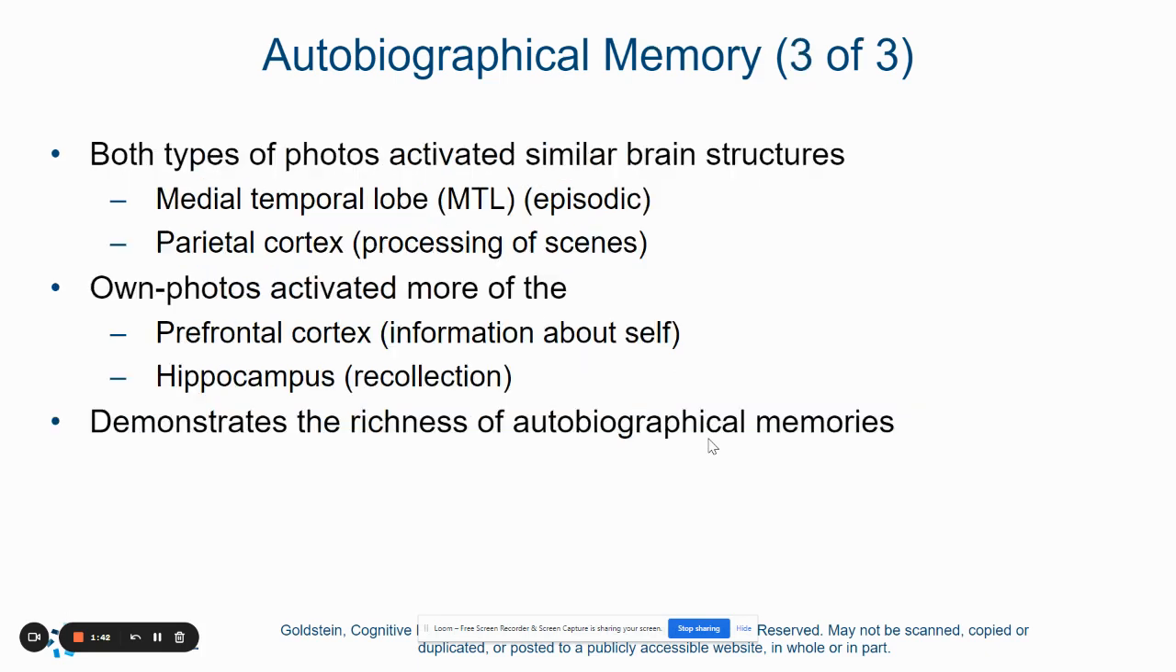to study how autobiographical memory works. So, in both types of the photos, they noticed that similar areas of the brain were activated, such as the medial temporal lobe and the parietal lobe. And then when they were looking at their own photos, it was more activation in the prefrontal cortex and in the hippocampus. And that tells us that our autobiographical memory is very rich.